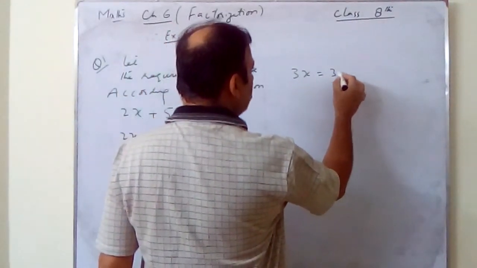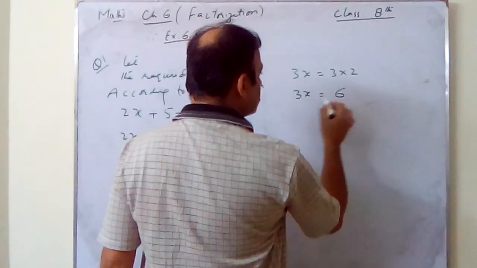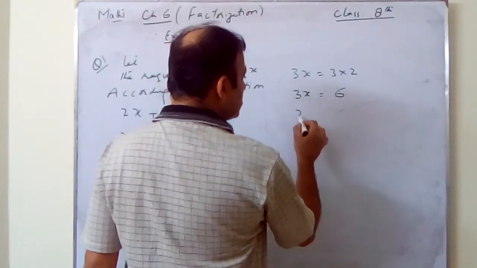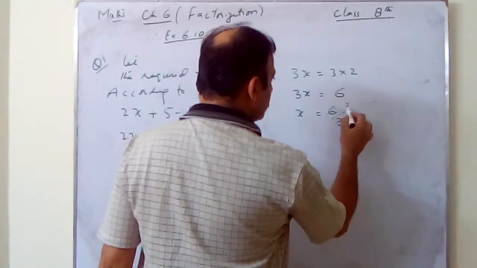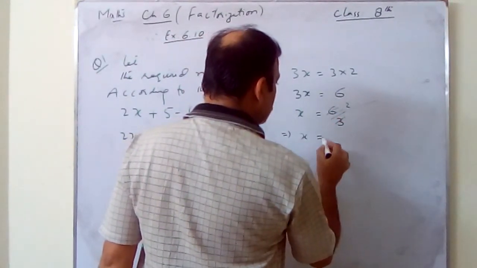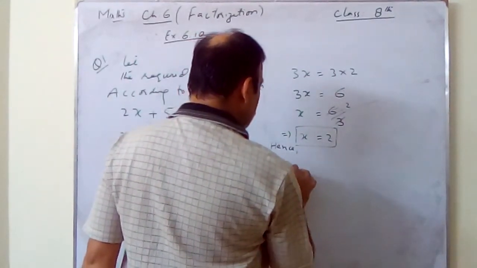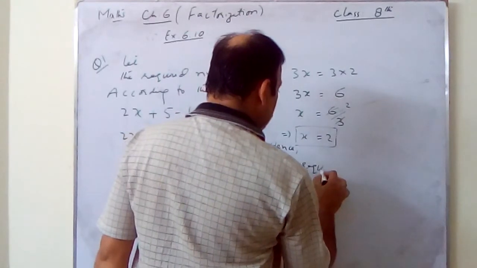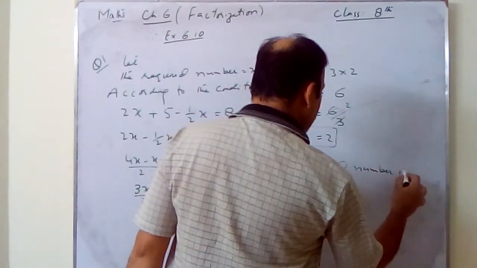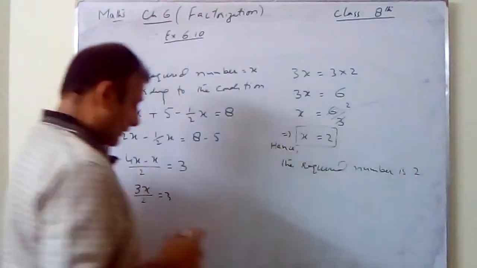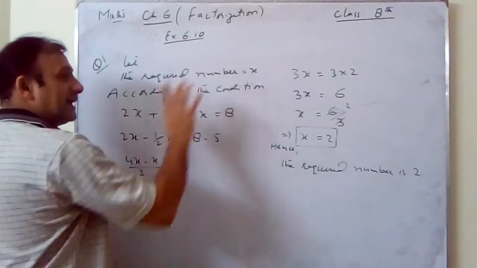Then 3x is equal to 3 multiplied by 2. 3x is equal to 6. Dividing 3 on both sides, so x is equal to 2. Hence, the required number is 2. Again I repeat, he is asking to find the number, so the required number is x.